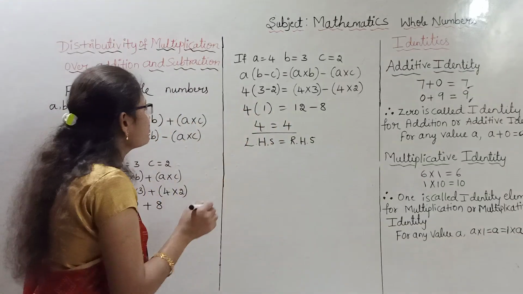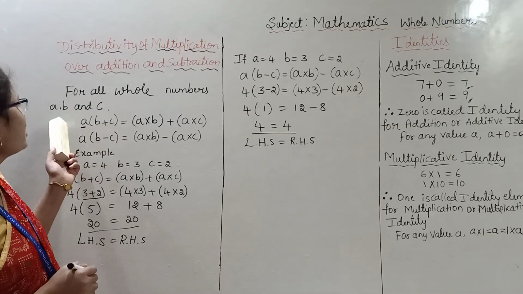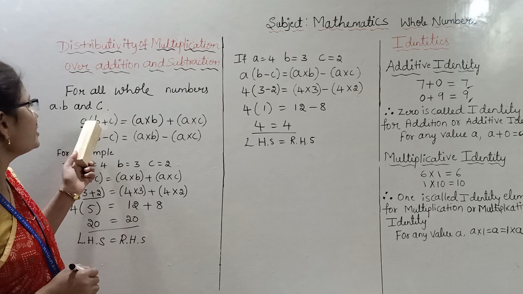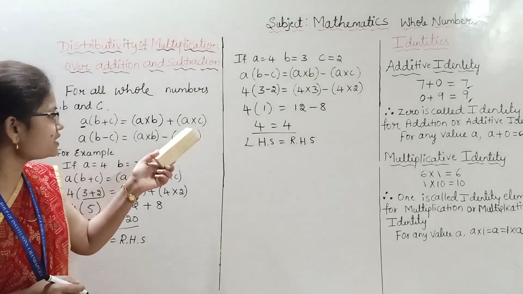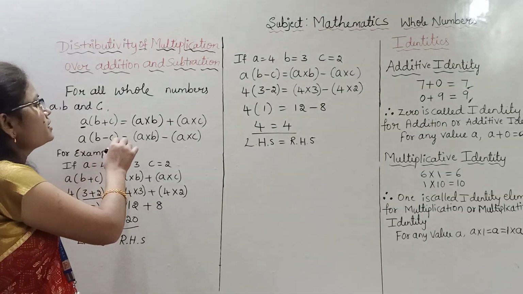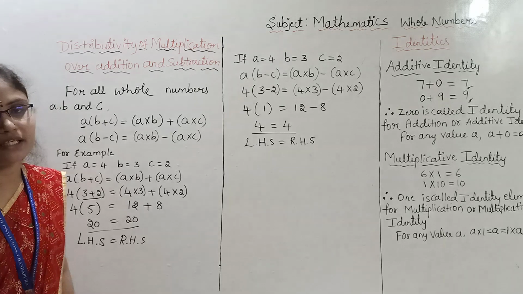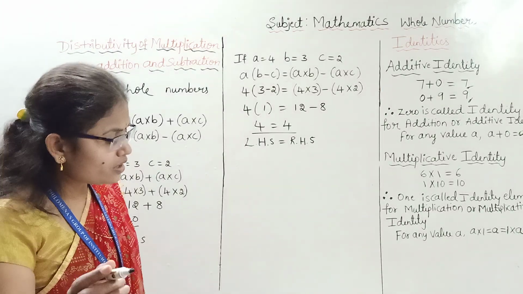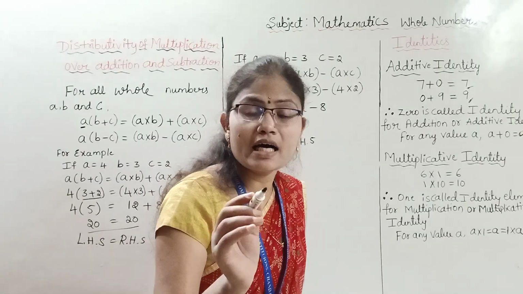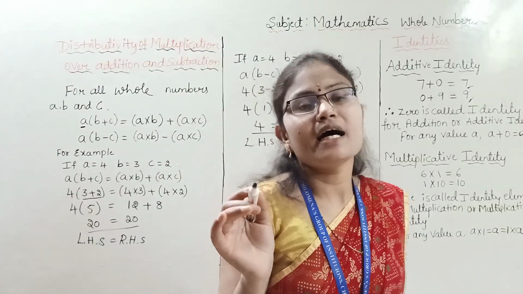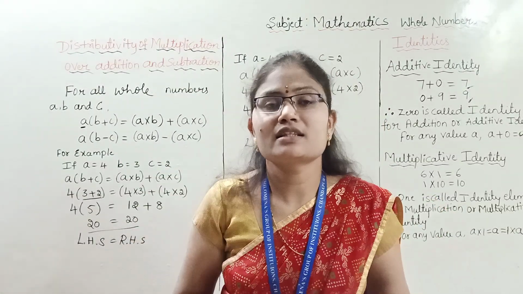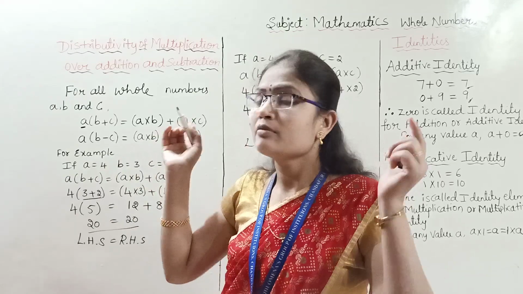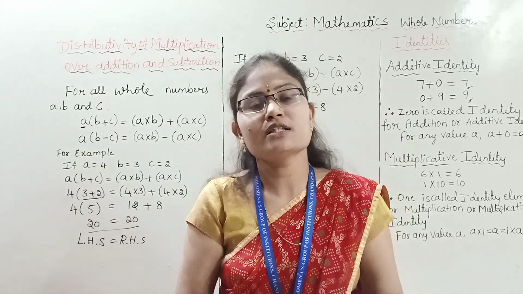So we can conclude that for distributivity, for all whole numbers a, b and c, a into (b plus c) is equal to a into b plus a into c, and a into (b minus c) is equal to a into b minus a into c. I hope you all understood about associativity, distributivity and identities. In the next session, we will discuss problems on these properties.